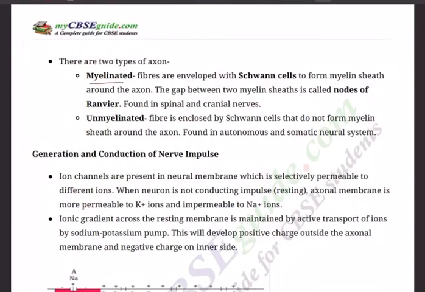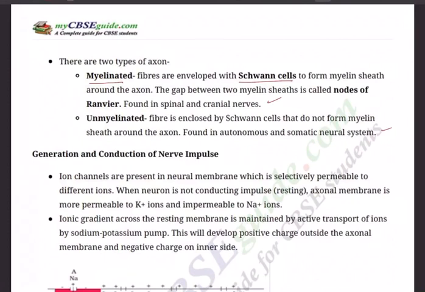And there are 2 types of axons. One is myelinated. Just now I said a covering. Fibers are enveloped with the Schwann cells to form myelin sheath around the axon. The gap between 2 myelin sheaths is called nodes of Ranvier, found in spinal and cranial nerves. Non-myelinated or unmyelinated fiber is enclosed by Schwann cells that do not form myelin sheath around the axon, found in autonomous and somatic neural systems.